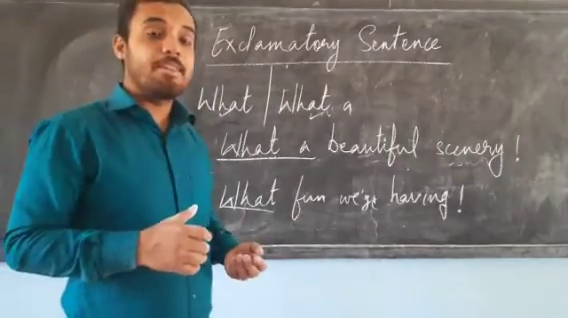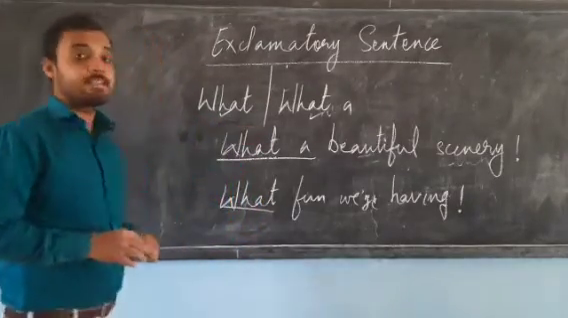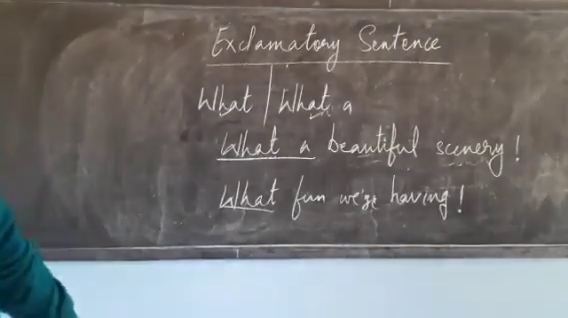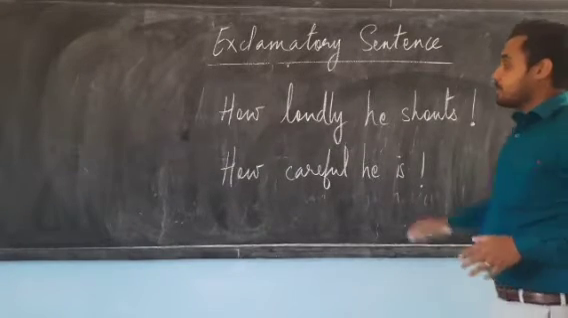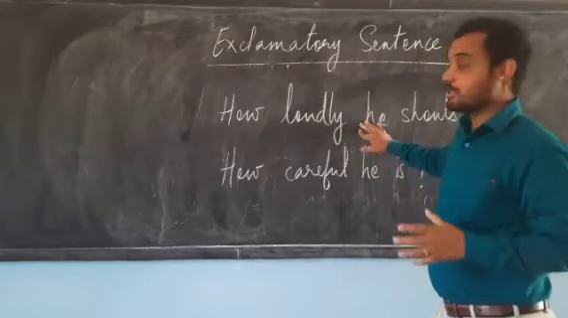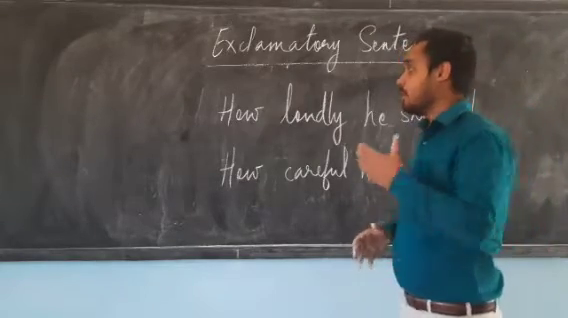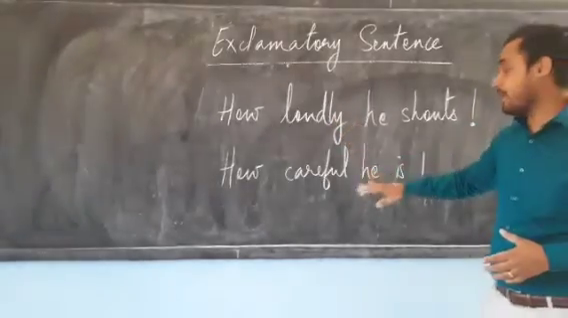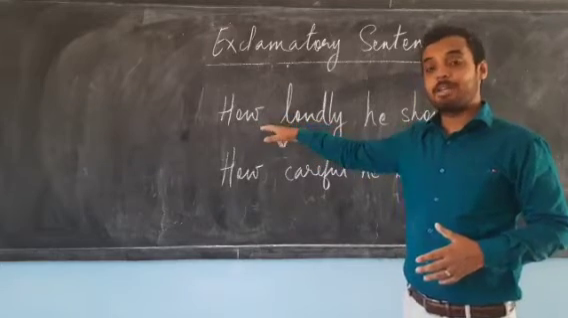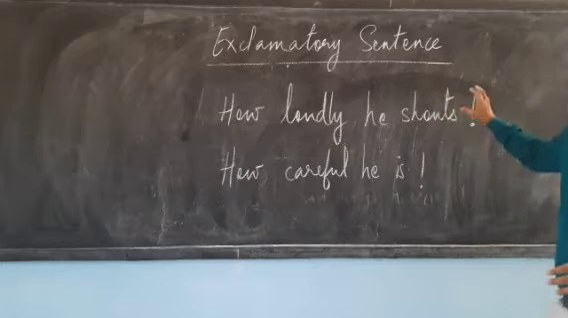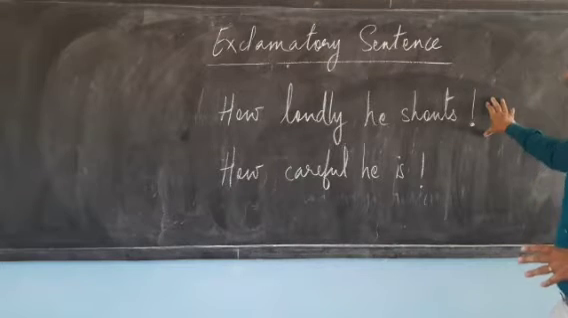Now, there is one more word that we use before an adverb or an adjective, that is how. So we are going to see examples with how. You can see these two examples are written with the help of how. How can be used before an adjective or an adverb. The word given to you in the first example is loudly, and how can be placed before it to form an exclamatory sentence, with the exclamation mark at the end of the sentence.